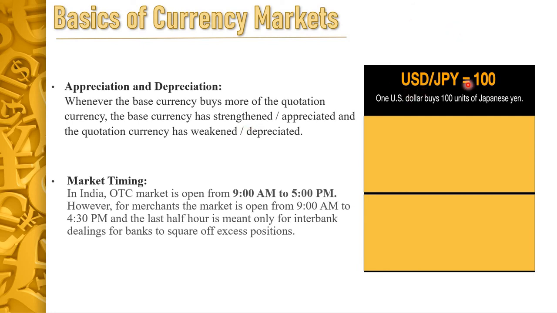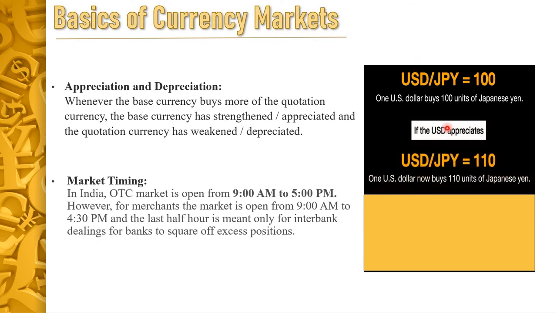Now here in USD JPY, if this is equivalent to 100, it means that 1 USD, which is the base currency here, buys 100 units of Japanese yen, which is the quotation currency here. Now, when it gets appreciated, it would be able to buy more Japanese yen, right? So now let's see. If the USD appreciates, the number of units turns to be 110. So now 1 USD buys 110 units of Japanese yen.